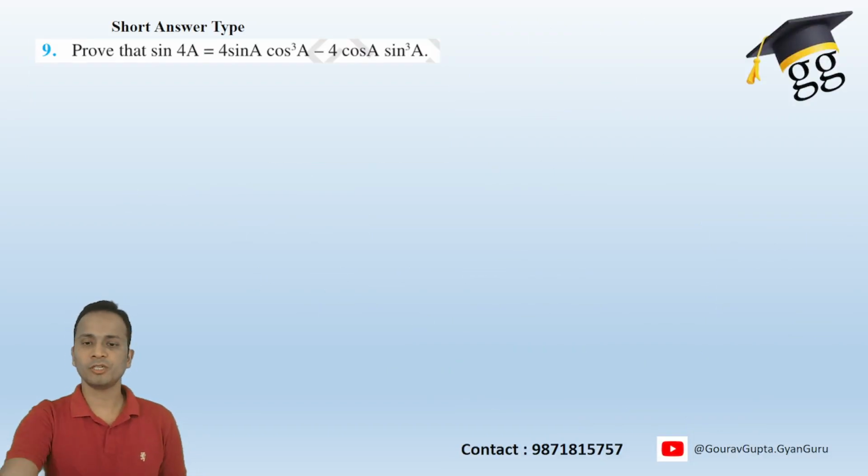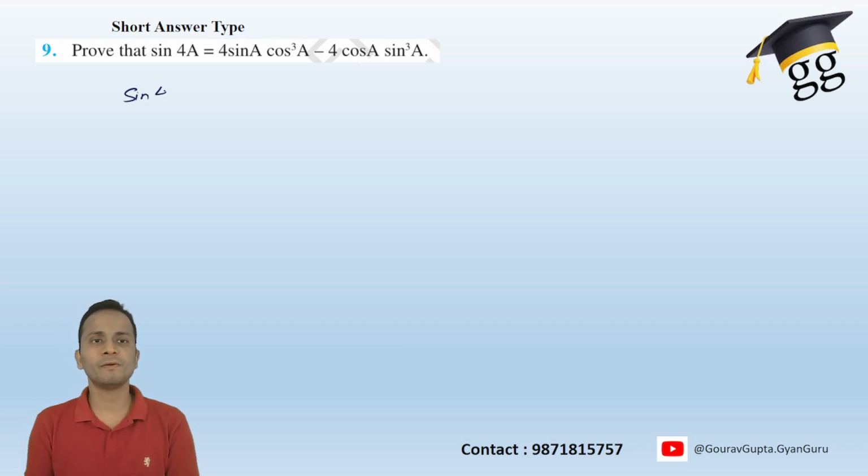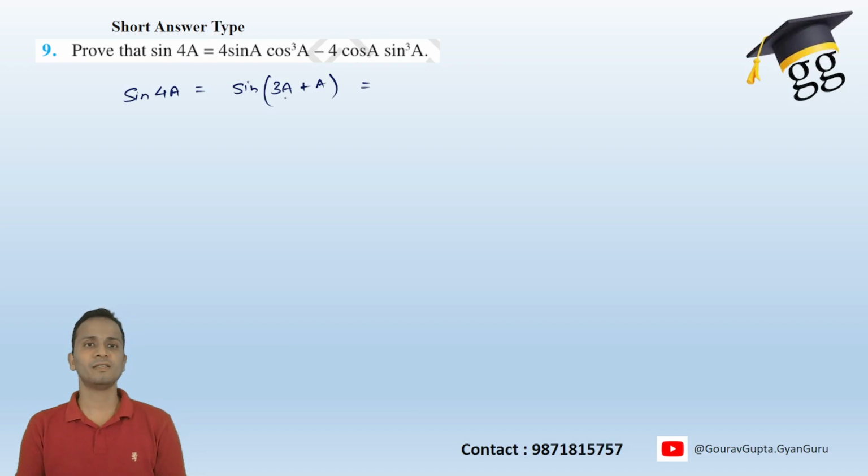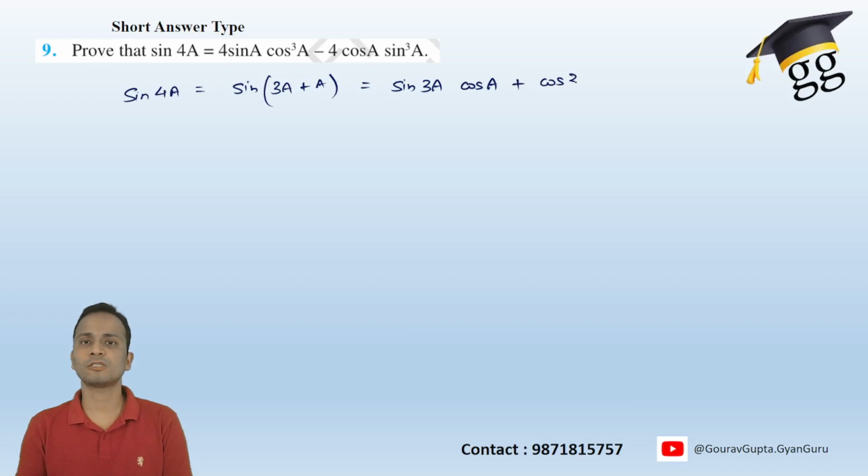Moving on, next question, question number 9. Now prove that sine 4a is equal to 4 sine a cos cube a minus 4 cos a sine cube a. Okay, so for sine 4a, I will use the formula sine 3a plus a. Okay, so sine x plus y is sine x cos y plus cos x sine y. Let's do that. So sine 3a cos a plus cos 3a sine a.